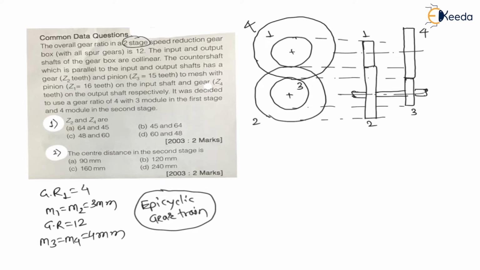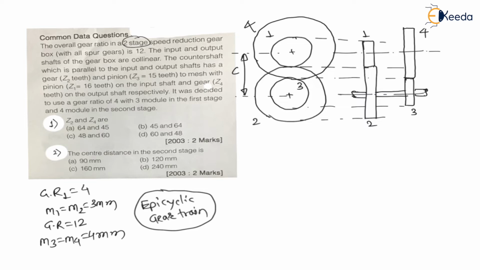Same means collinear, not same, collinear. This is the axis of 1 and 4 which is collinear, right? Now the center distance between both gear pairs, that is 1 and 2, and 3 and 4, is the same. That is, the center distance between 1 and 2 and between 3 and 4 is same.